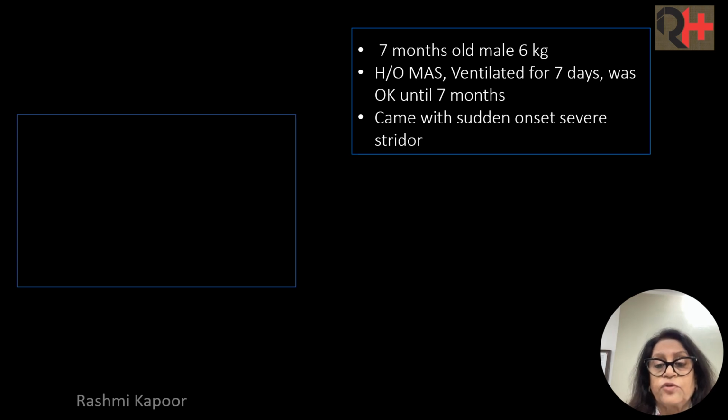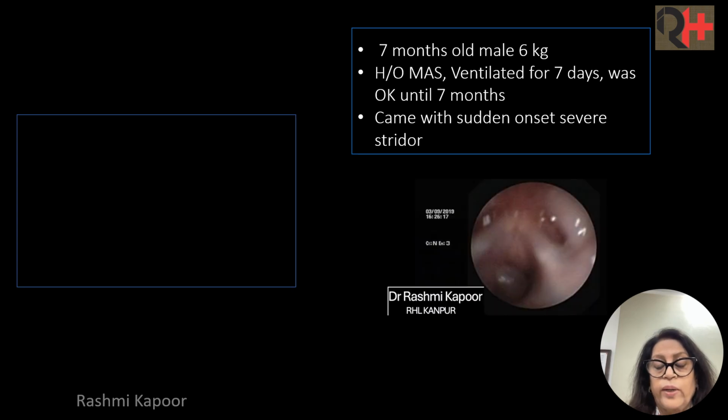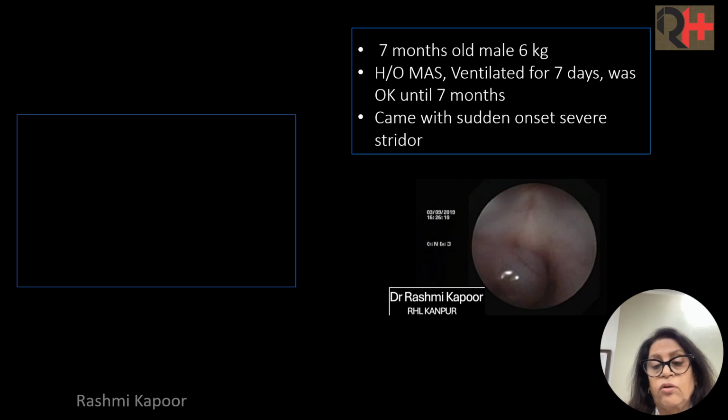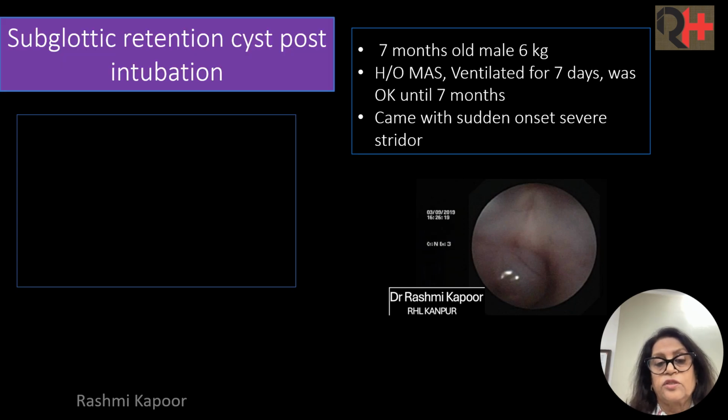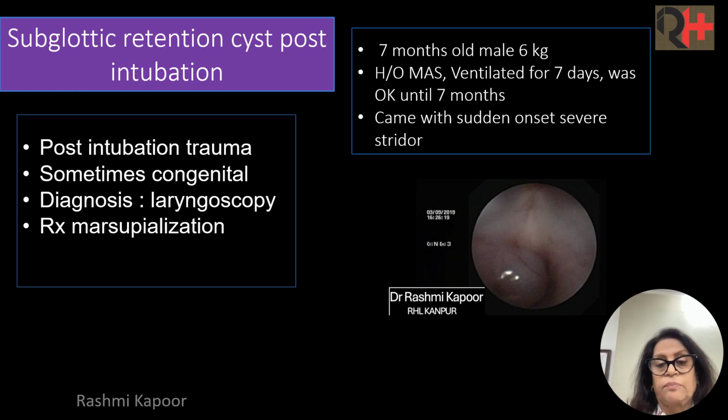He was ventilated for 7 days and was all right until 7 months. He came with sudden onset of severe stridor. We went ahead and did the bronchoscopy, and we found a cystic structure in the subglottic area, and on a closer look, this cystic area was completely blocking the subglottic region. So this was a subglottic retention cyst which was post intubation. It sometimes can be congenital also, and all you need to do is a marsupialization of the cyst after confirming it with laryngoscopy.